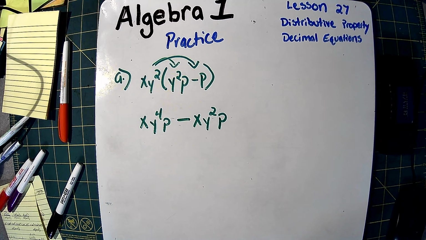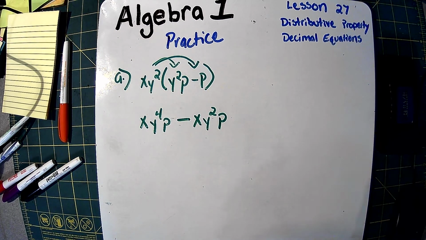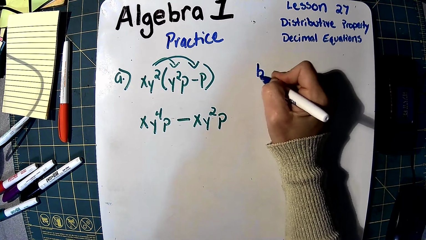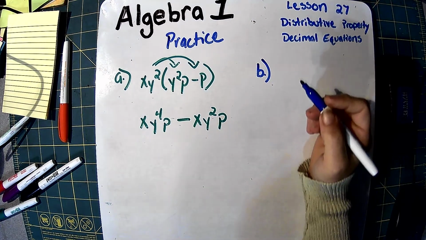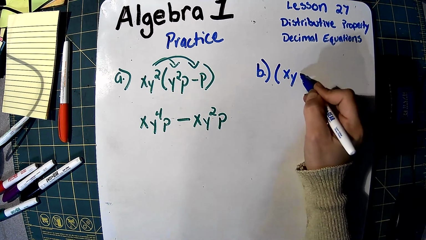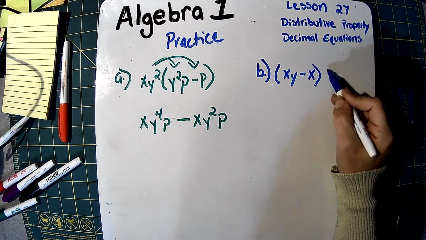Let me double check that, make sure that's right, but I'm pretty positive that one's right. 27. Yep. All right. B is xy minus x times 2xy.